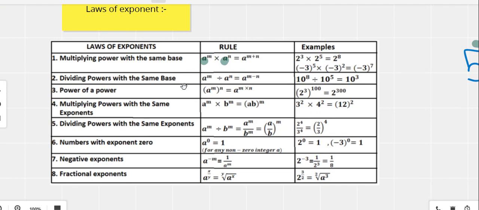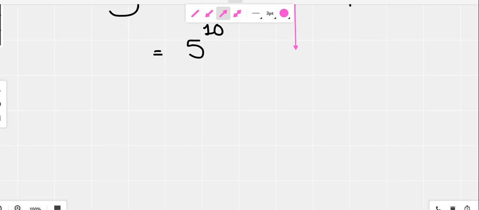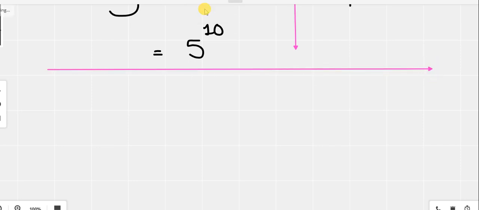The second rule is dividing powers with the same base. As we have seen for multiplication, for dividing powers, when you have the same bases and they are dividing, we already know that division means repeated subtraction. So we're going to do subtraction here. Let's look at the example for dividing. Let's say we have a question like this: 7 to the power of 8 divided by 7 to the power of 3.